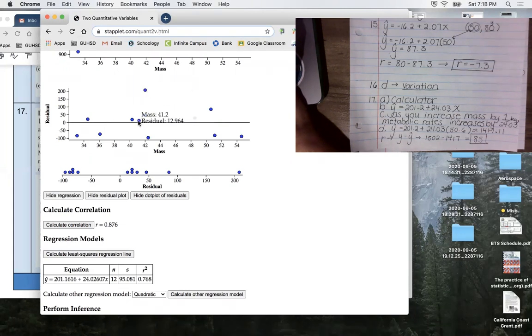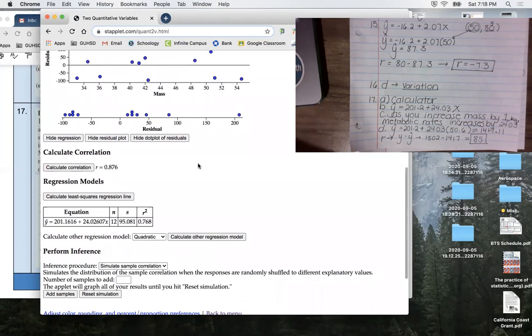You'll notice this is only 13 off, I'm sorry, this is metabolic rate. So it's only 13 off. This one is 207 off. So that kind of shows you what a least squares regression residual plot looks like.